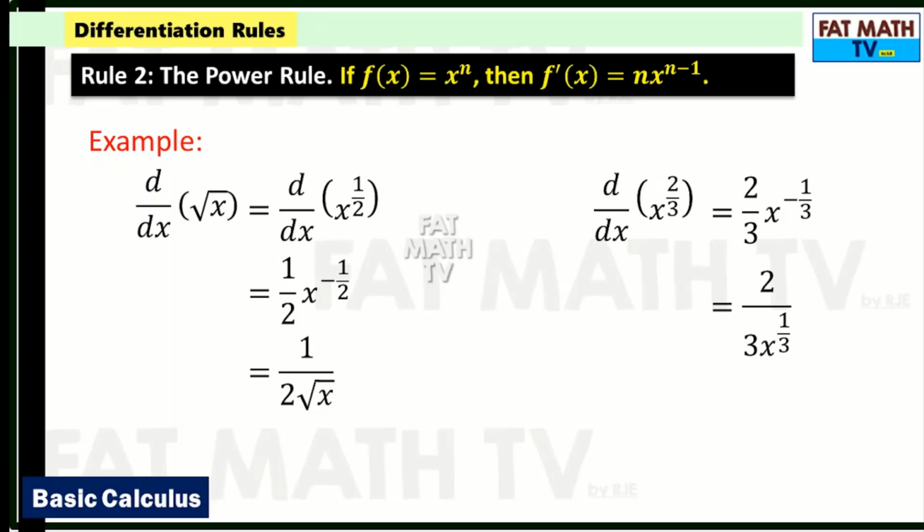Or if you want it in radical form, x raised to 1/3 can be written as cube root. So if you want a radical form, this is going to be 2 over 3 cube root of x, because x raised to 1/3 is cube root. So 2 over 3 cube root of x.